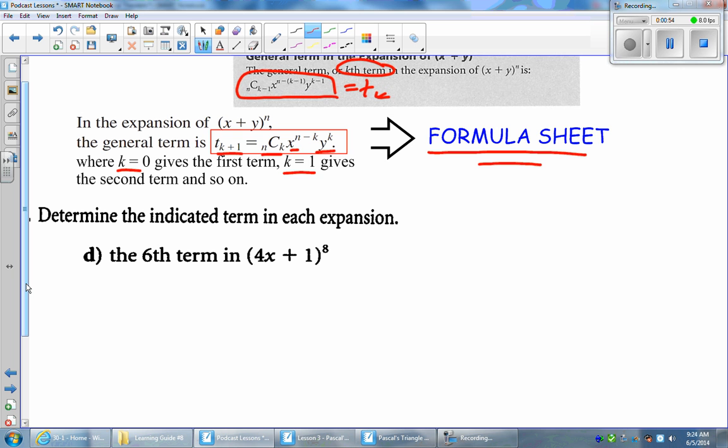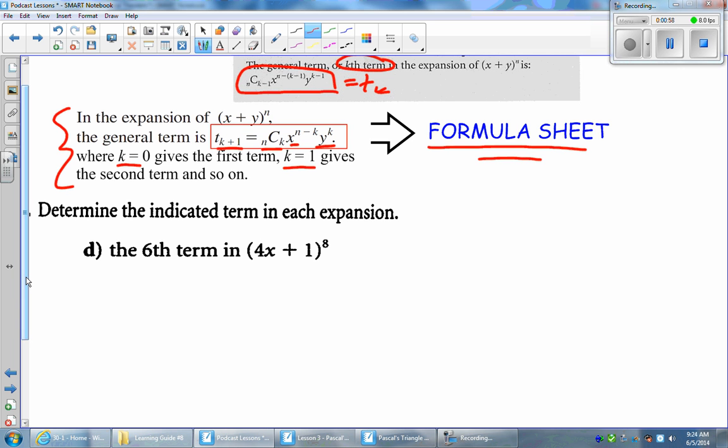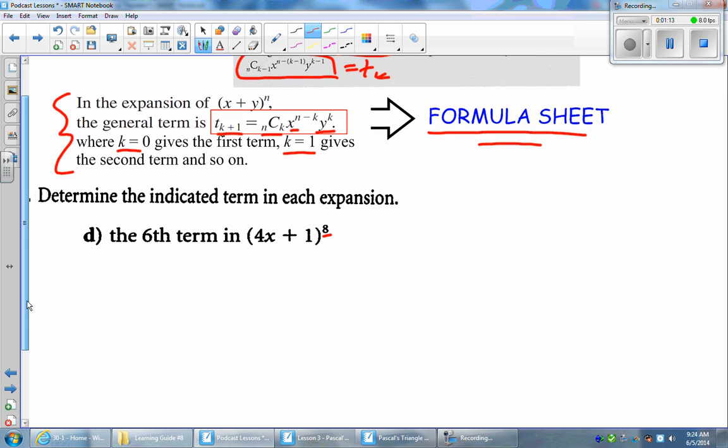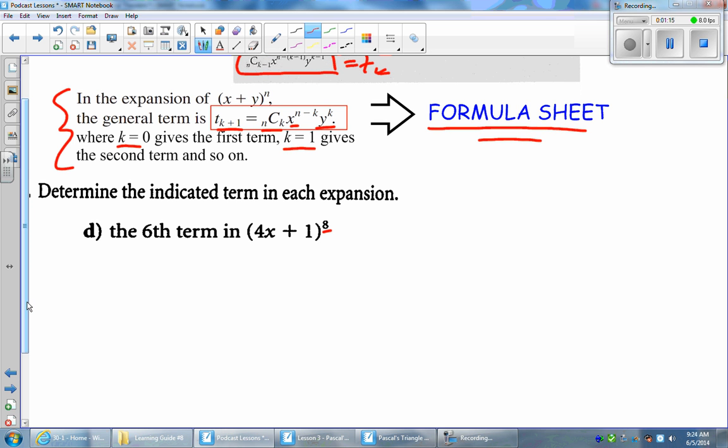Most of my podcasts will be dedicated to the diploma exam style formula because that's what you're going to be given on the exam anyways. So we want to find the sixth term in (4x plus 1) to the power of 8. Now, if I want to find the sixth term, yes, you can just expand it to a power of 8, but that could take quite a bit of time. You're actually going to have 9 terms to find here. So to find the sixth term, we're going to use this general term formula.